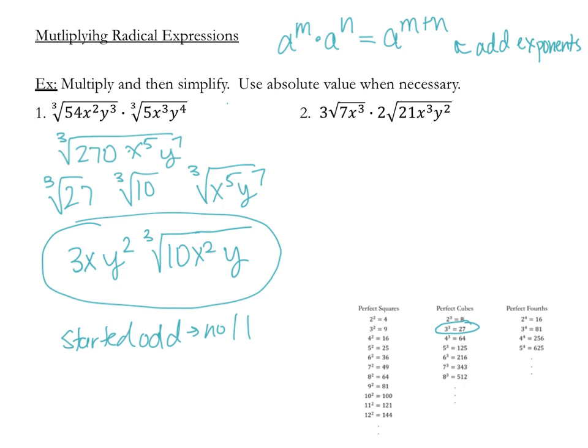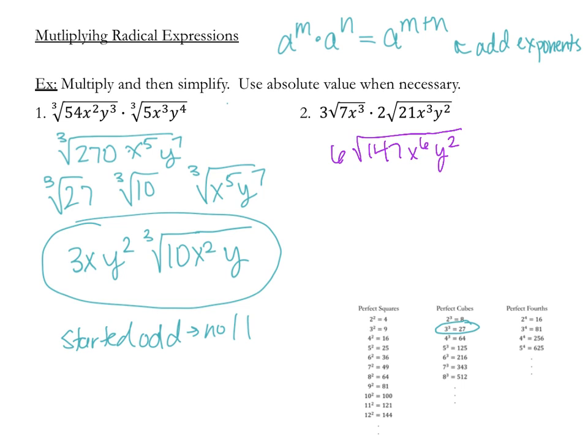Alright, so number 2, this one has outside numbers and inside numbers. So we want to do outside number times outside number, that's going to be 6. And then we want to do inside number times inside number, that is going to be 147. And then we get x to the 3 plus 3 is 6, and y squared. So we really want to then focus in on the number. We want to find something from the list that goes into 147.